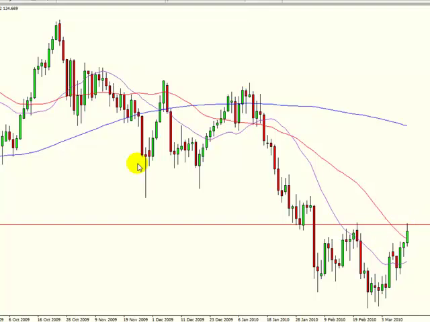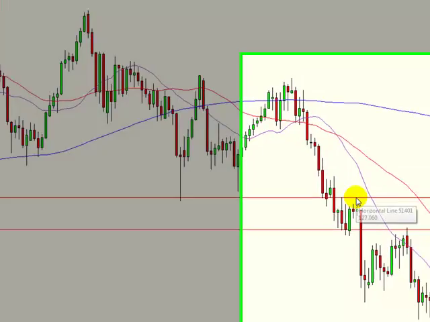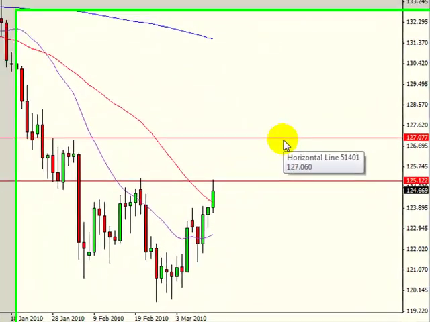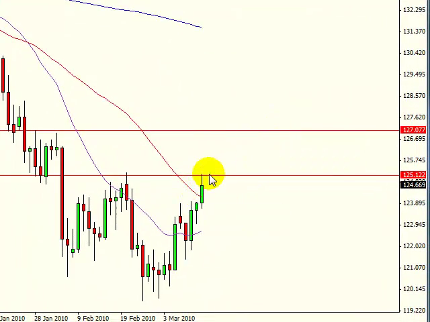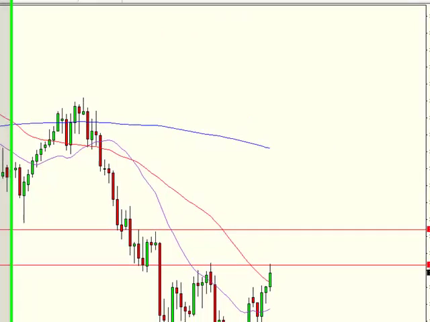If it breaks through this, the next area is 127, which is a crucial area. It would be very, very difficult for it to pass 127. If it does make it to 127, look to put on a short trade. That is a very strong resistance area.